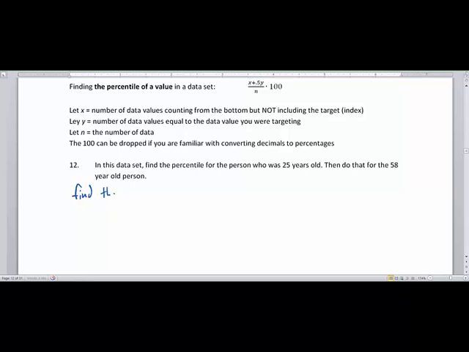the percentile, and let's do the 25-year-old. So the age of 25 is actually the index in this problem. It's kind of our target. Now it says, let's count the number of data pieces below that, not including the target.